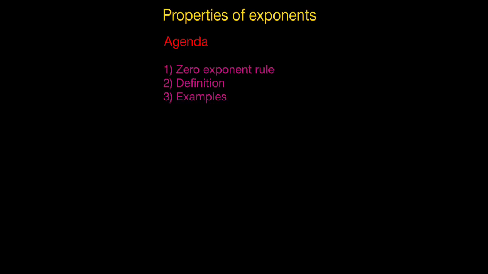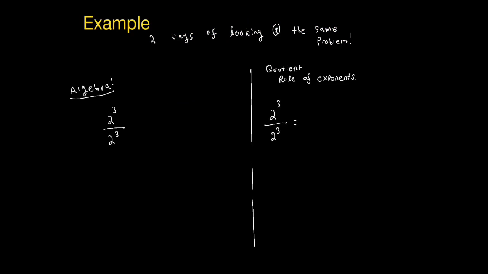Alright, so we looked at positive exponents and we looked at negative ones. So now today we see what happens when we start playing with 0. Again, I want to take the time to solve a problem by looking at it two different ways. Let's begin by simplifying this expression using algebra.